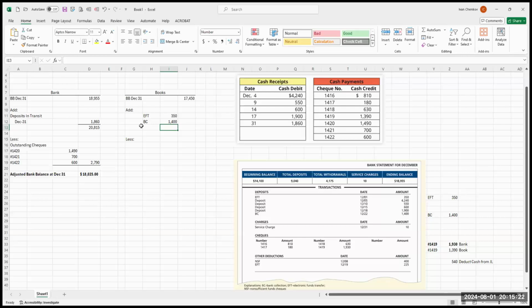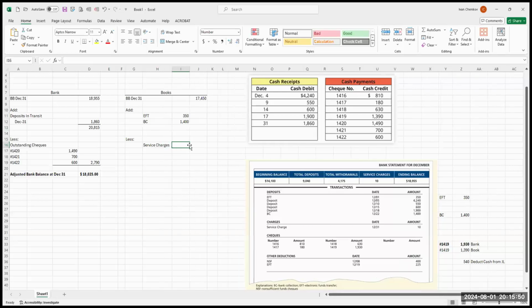Once I'm done with the deposits, I'm going to look for anything going out of my bank account which is not reflected in the cash payments journal. And we can see there are things going out of our bank account. First one was service charges, and those service charges are for $10. Now I'm going to make it a little bit bigger, and that will be $10 here.